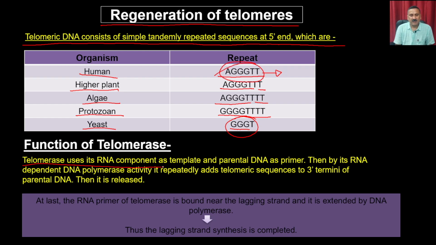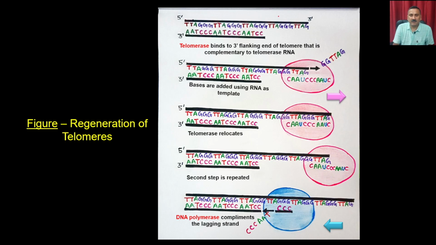Telomerase uses its RNA component as a template and parental DNA as a primer, and then by its RNA dependent DNA polymerase activity, it repeatedly adds the telomeric sequences to the 3' end of the parental DNA, and then it is released. At last, the RNA primer is bound near the lagging strand, and it is extended by the DNA polymerase. Thus, the lagging strand synthesis is completed. So, this is exactly what is going to happen.